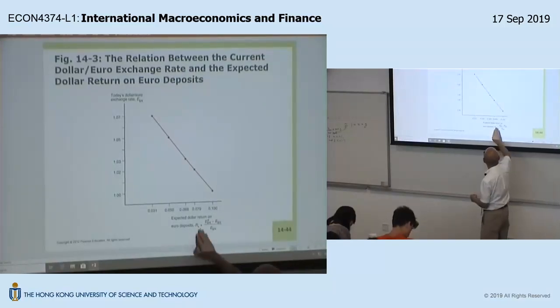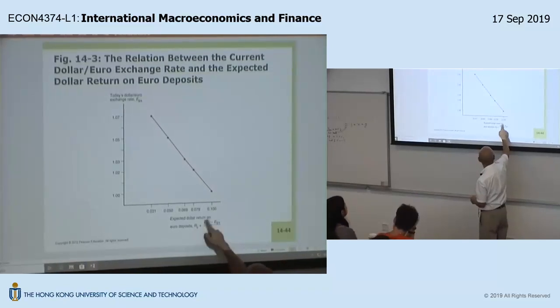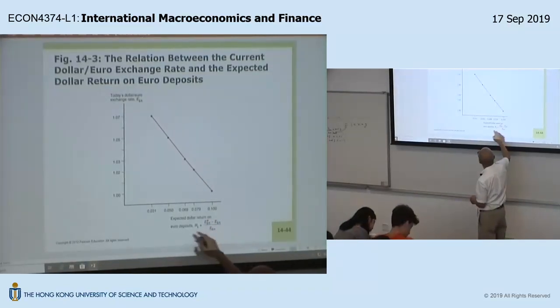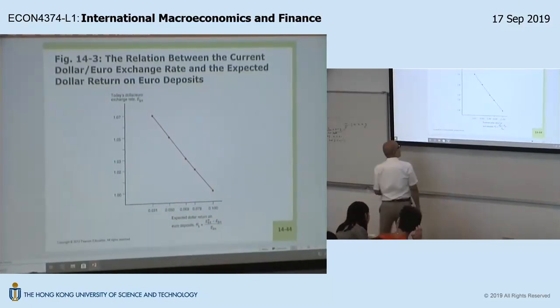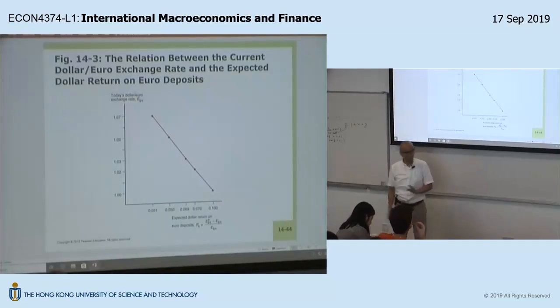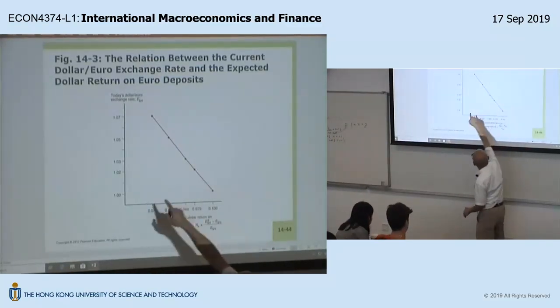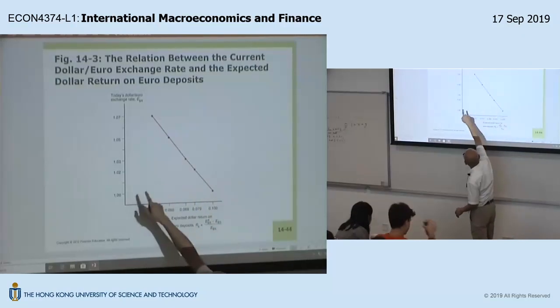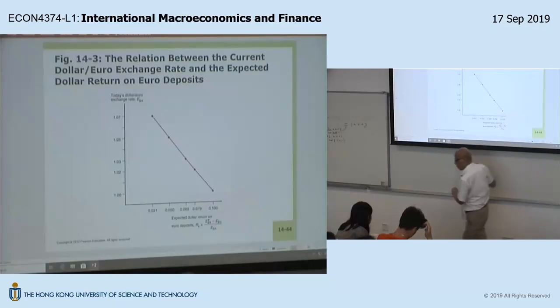So the only thing that varies: this is a given, and this is given. Remember, this is 0.05, and this is 1.05, right? So as E changes, this horizontal axis changes. So this curve is the expected dollar rate of return on euro deposit. When this shifts out, it means that for any given E, the expected dollar rate of return on euro deposit increases. Does it make sense?